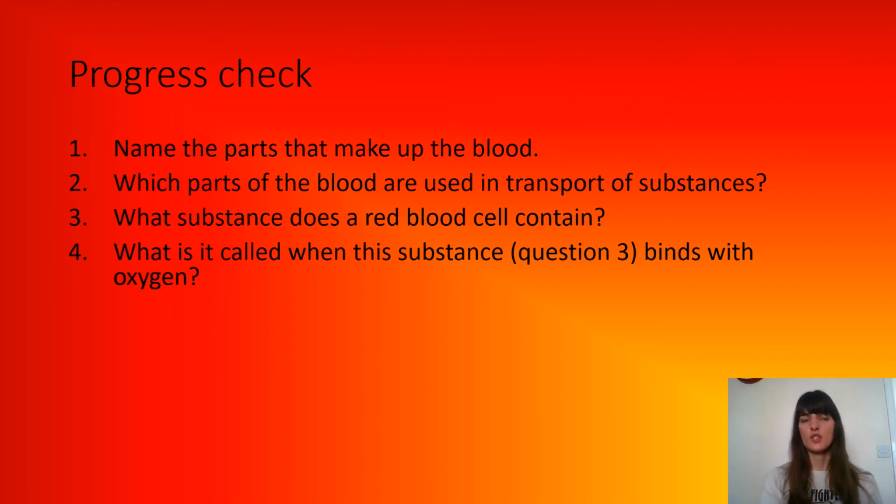We're going to do a progress check here. So I want you to pause the video and to answer the following questions. Name the parts that make up the blood, which parts of the blood are used in the transport of substances, what substance does a red blood cell contain, and what is it called when that substance binds with oxygen?